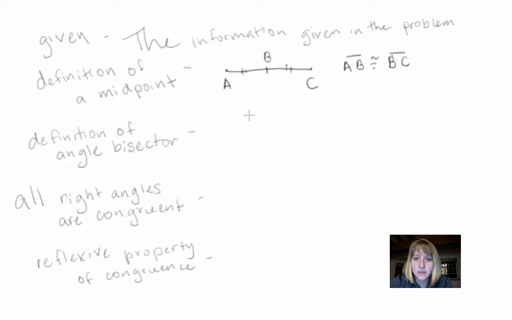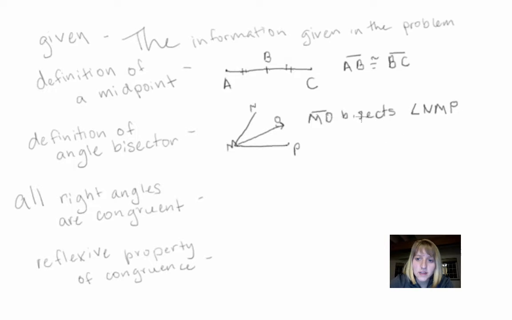Now a definition of an angle bisector, similarly they might say in the given, this is point M, N, O, and P. Their given could be that MO bisects angle NMP. So that's your given information.